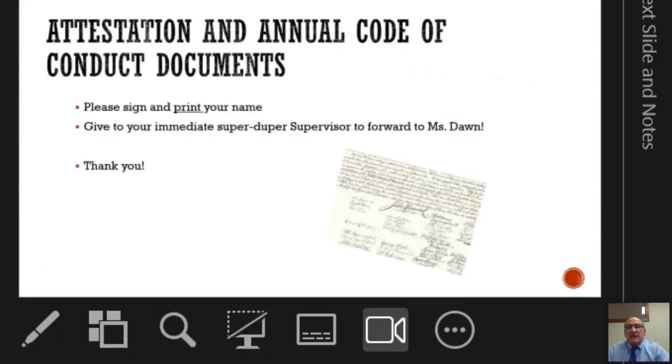Last but not least, you'll be given an attestation by your department head. Please sign it and print your name so Dawn can know who you are. So she'll check you off in the list, or else we have to come and find you and have you do it again. So please sign the attestation. Give it to your department head, and she will forward it, or he will forward it to Dawn.